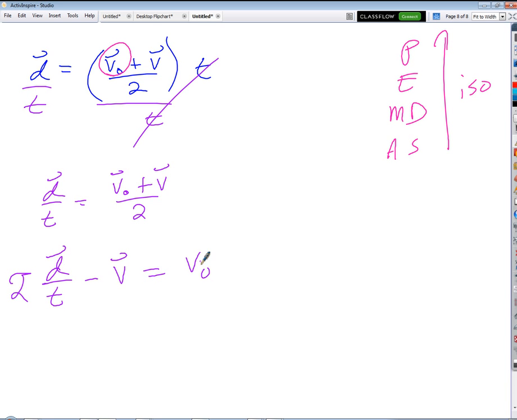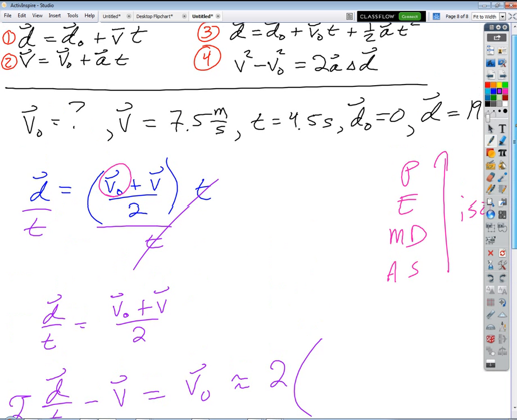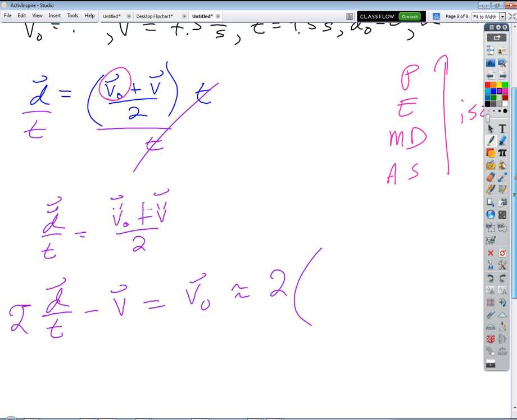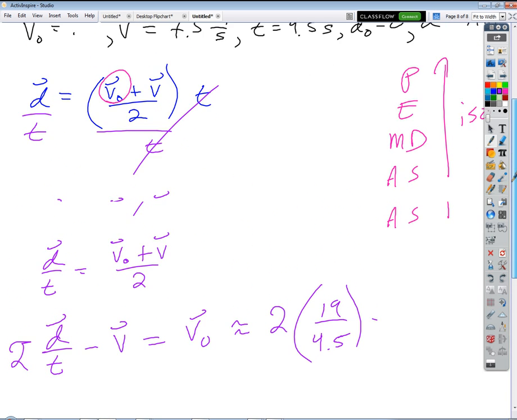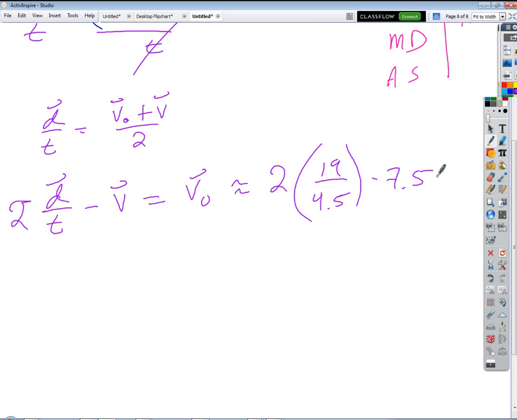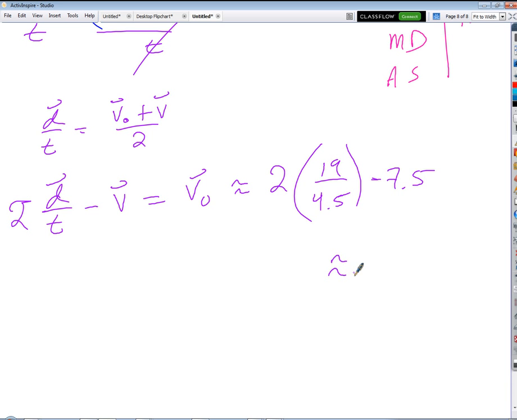Plug and chug. So what's that give us? 2 times, I remember, what were our quantities here? So we had 19 over 4.5 minus 7.5? Yeah. So what's that equal if we do all that? 38 divided by 4.5. I don't really feel like thinking about that too hard. Somebody just want to tell me what it is? 0.95, or 0.94. And what would the units be? Meters per second.